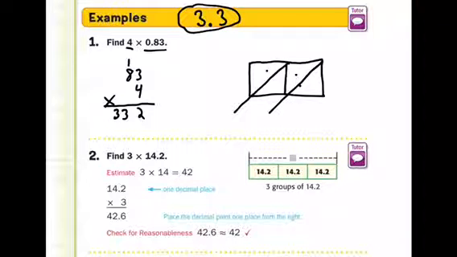Now watch how you figure out where your decimal is. You have to count the decimal digits in the problem. 4 doesn't have any, but 0.83 has 2. They're the digits that come after the decimal point. So in your answer, you must also have 2. So my answer is going to be 3.32.